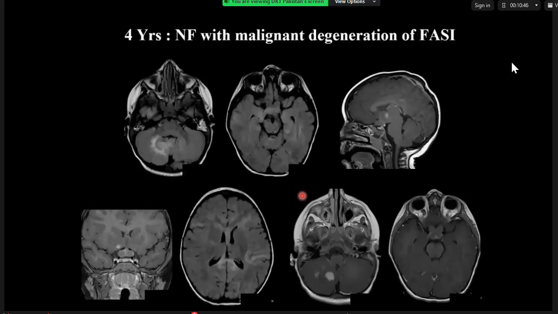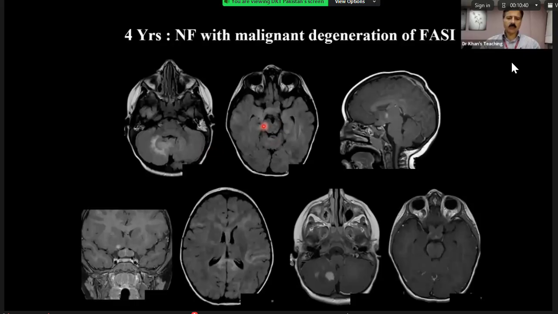We have axial. Because of the time factor, let me tell you the sequences. FLAIR, T1, and T1, and this is post-contrast T1. So just concentrate here and here. And what do you think is happening?